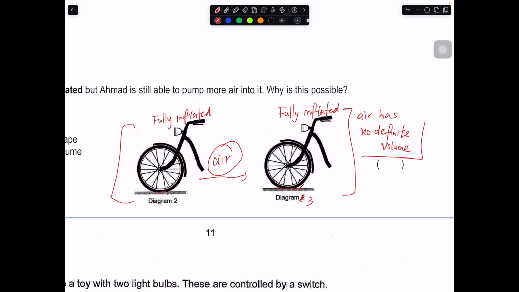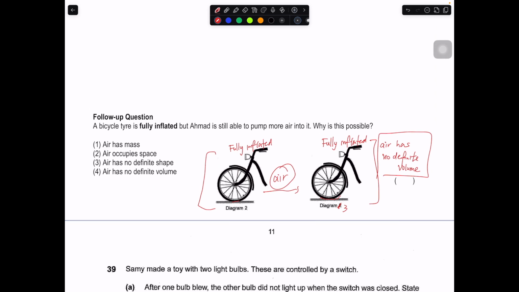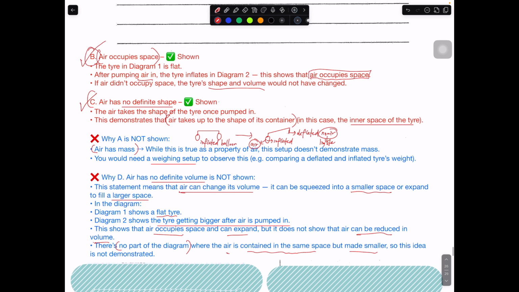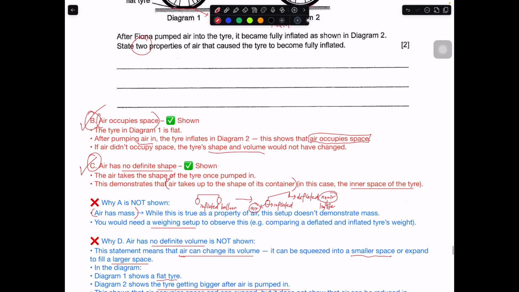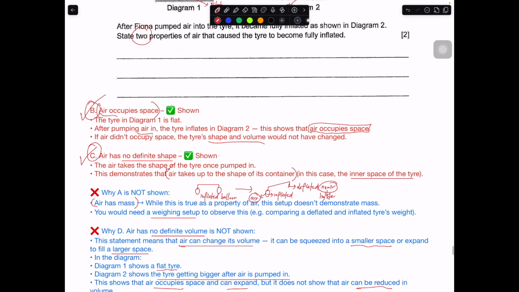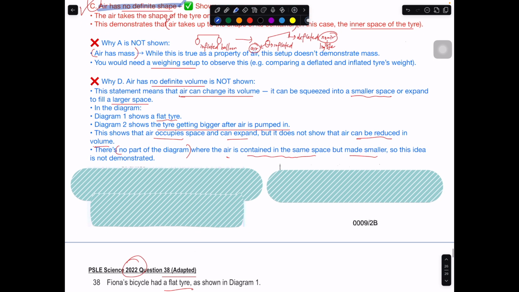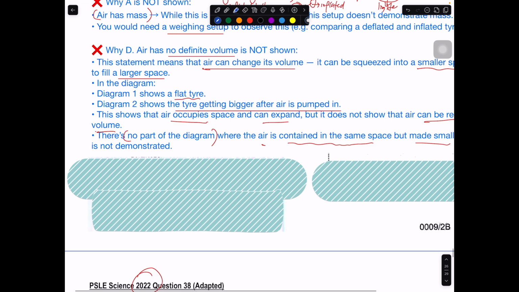If this is being shown over here, in this case we more or less already addressed answers B and C. So if you take a look at this question, air occupies space is one property, and air has no definite shape is the other. These are the two properties. In the previous year, I think the publisher came out with this answer. This was initially the answer.